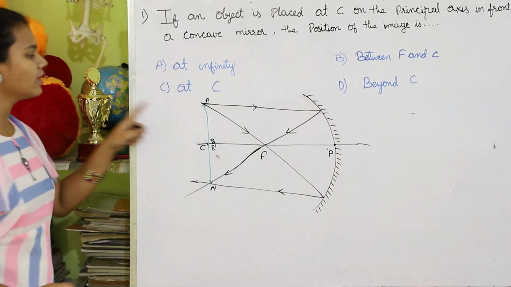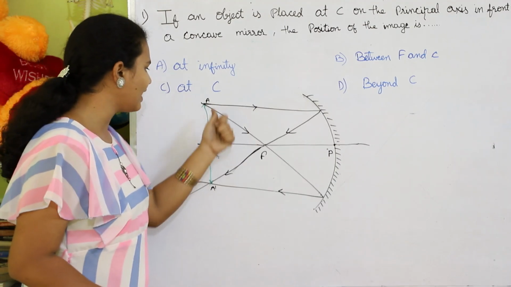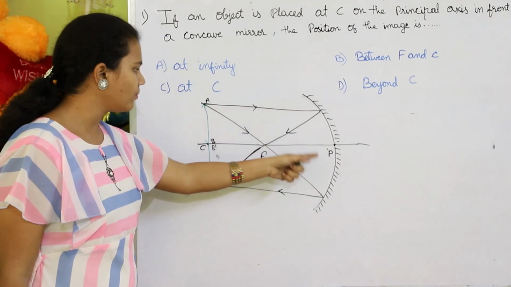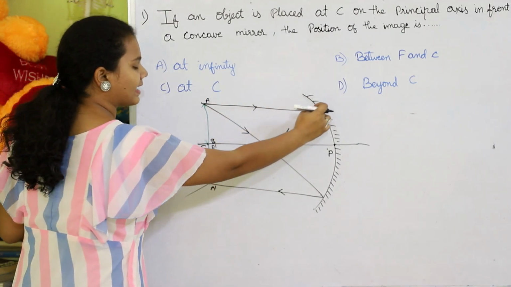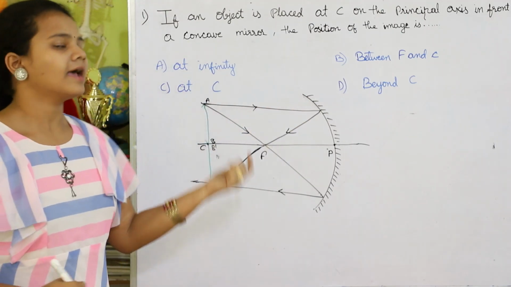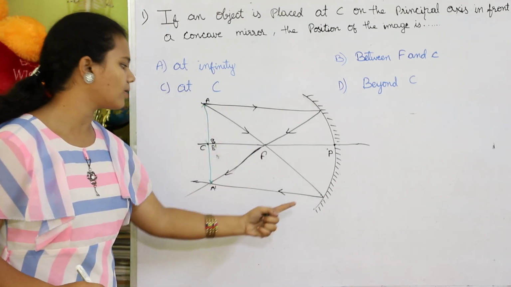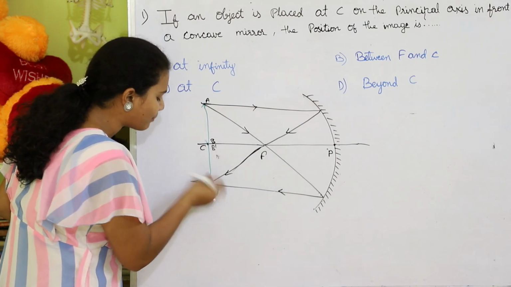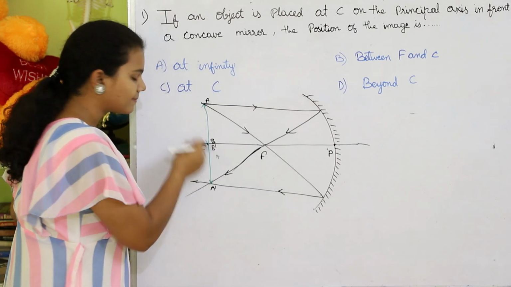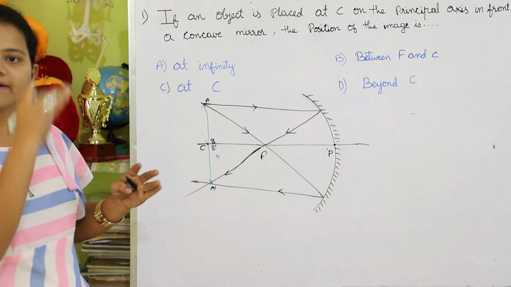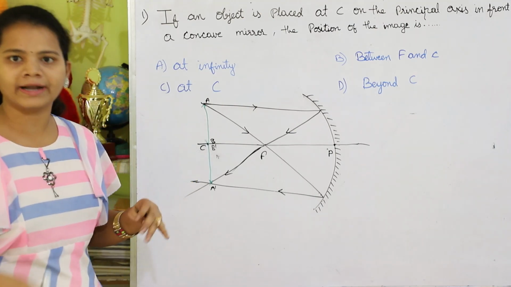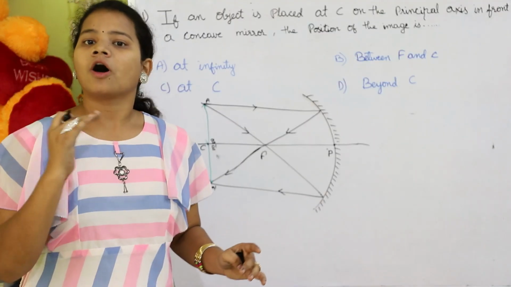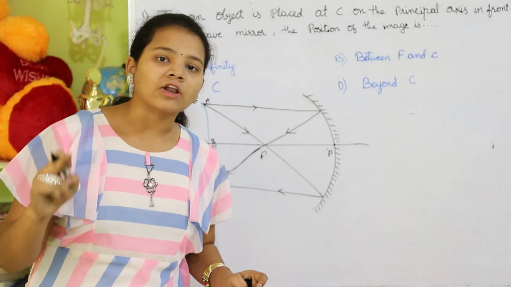Clear? Now here you have two rays which have gone through. The first ray went parallel to the principal axis into the concave mirror and reflected back through the focus. The second ray passed directly through the focus and reflected back. Then these two rays met at a point. If you join this point to the principal axis, it is forming at the center of curvature. Therefore, the image of the object is formed at the center of curvature.